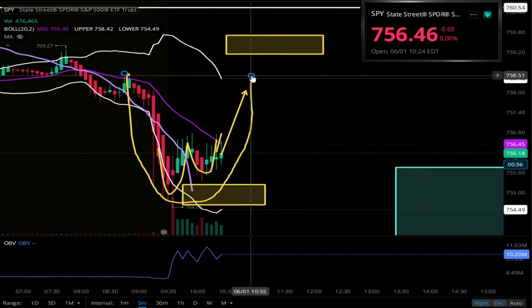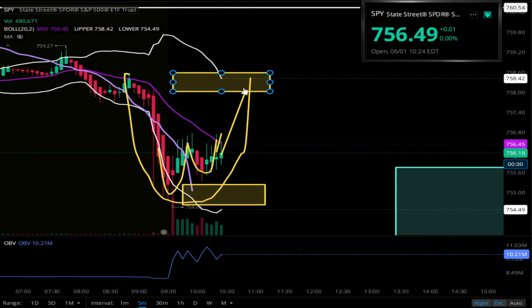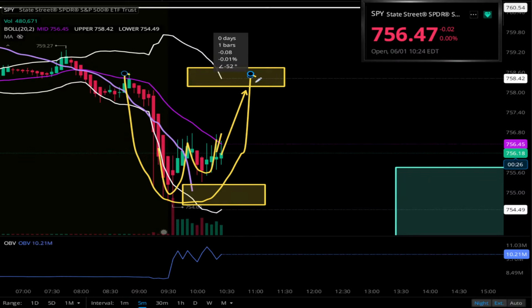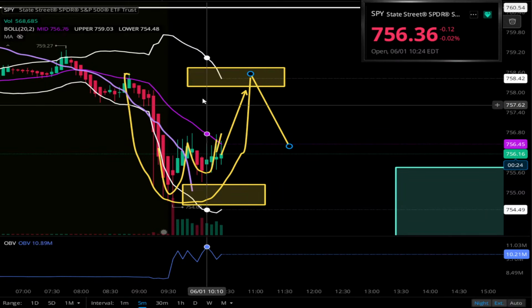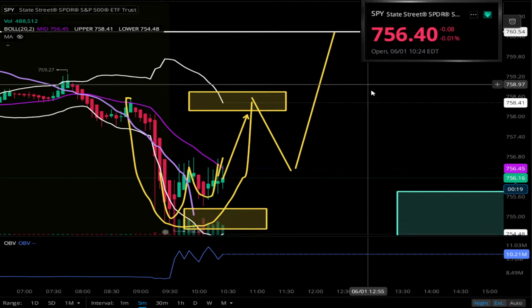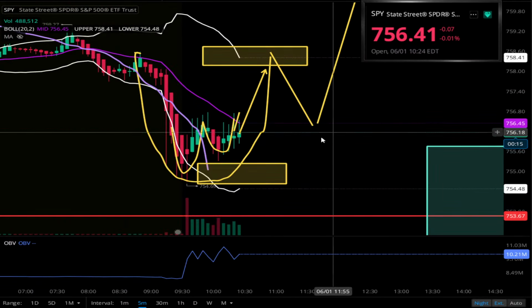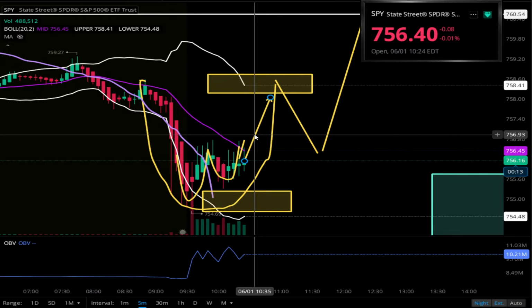Closes a cup from the top of that cup, which will coincide with that upper Bollinger, creates a short position to the downside, and from that downside, very likely to continue pushing upward. Okay. So that's what I'm looking at right now.